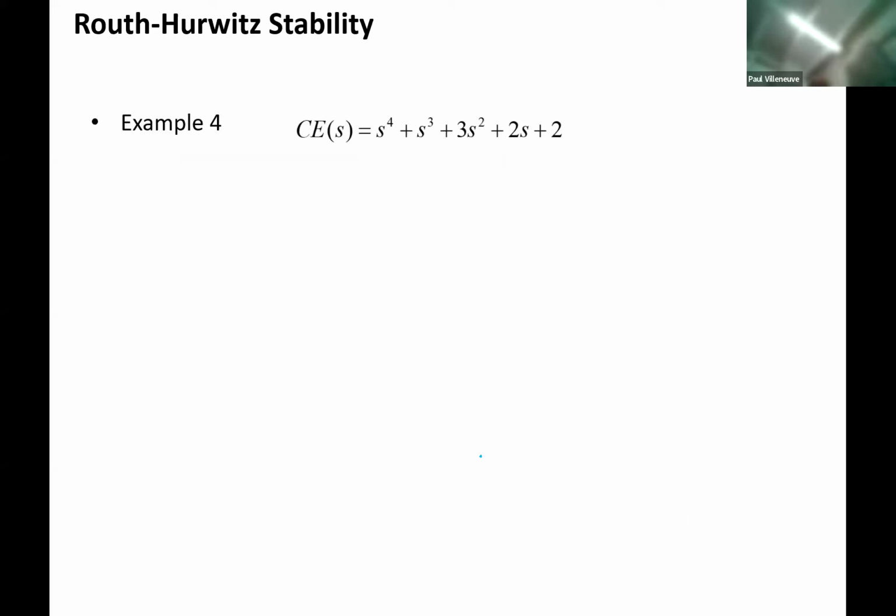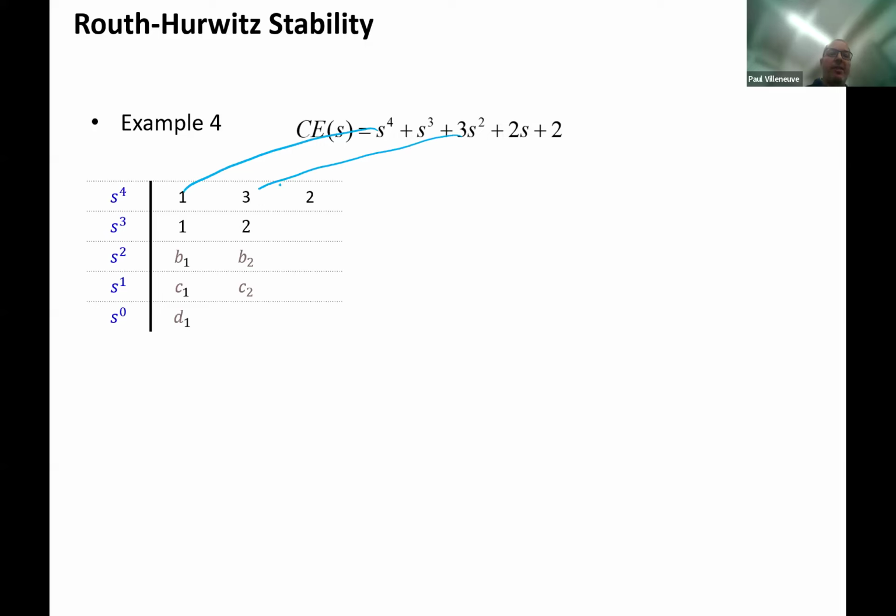So let's do this one. s to the fourth, s cubed, 3s squared plus 2s plus 2. Here's our Routh-Hurwitz. We start off with s^4. We grab our coefficients. You're probably getting bored with me showing how to build those. Now I solve for b1, and then I solve for b2.